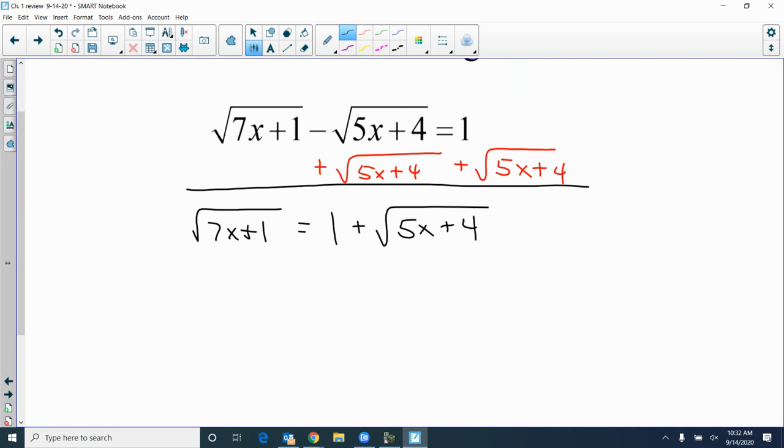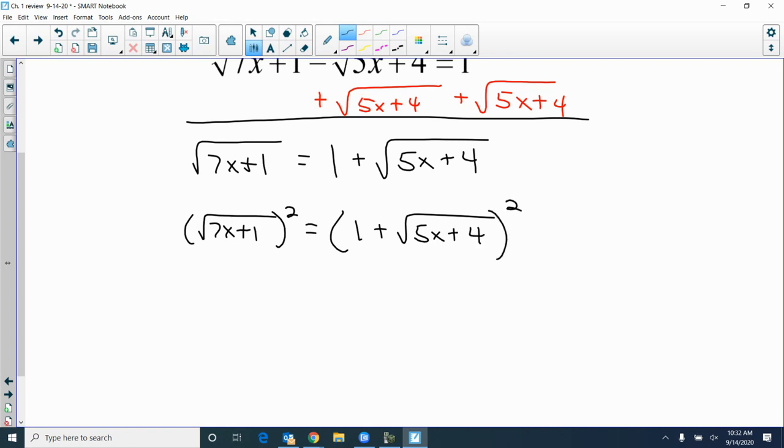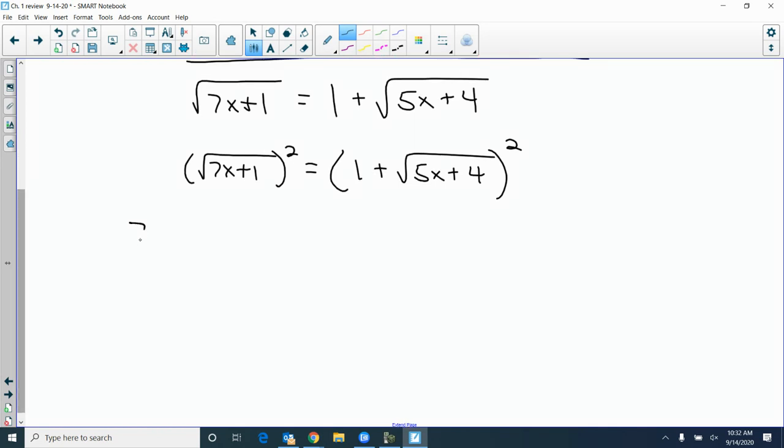And once you get to that point, you've got to square. Now remember, especially on that right hand side, you've got to put an umbrella. You've got to encase and then square. You cannot square individual pieces. So square root of 7x plus 1 quantity squared equals the quantity 1 plus square root of 5x plus 4 squared. All right, left hand side, I can do that one. That's just 7x plus 1.